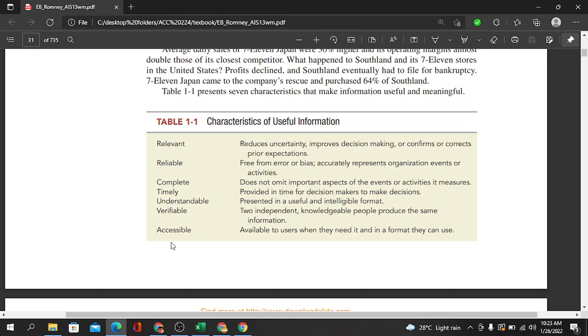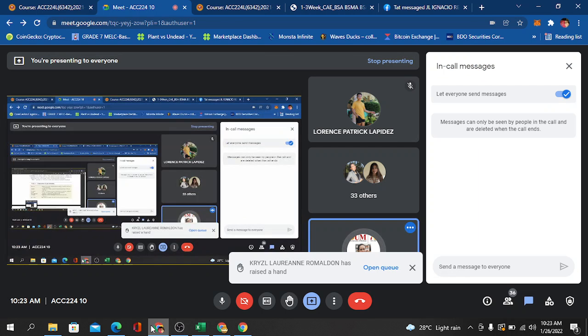So meron bang instances na this useful information may conflict to each other? Give me some example, give me some situation that there are instances that this information will conflict. Okay, Romaldo. Any other hands?